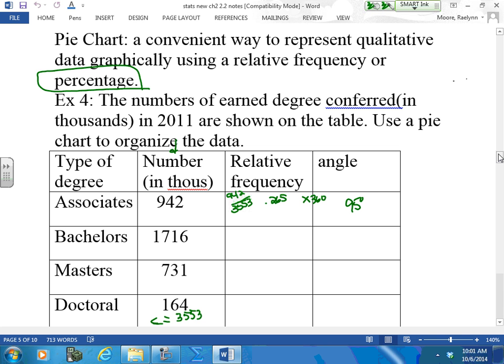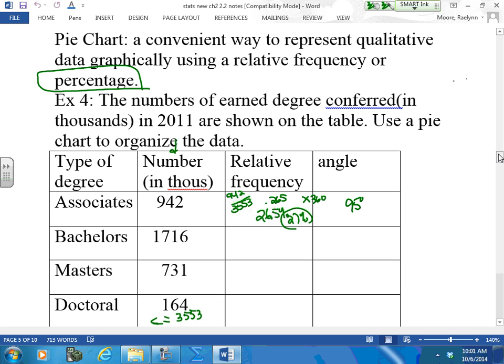To get the percent, you just move your decimal place 2 places to the right or multiply it by 100. This is 26.5%. Now, you can round this to 27%. Depends how exact you want to be. Before you round it, before you flip it to a percent, multiply it by 360 to get your angle.